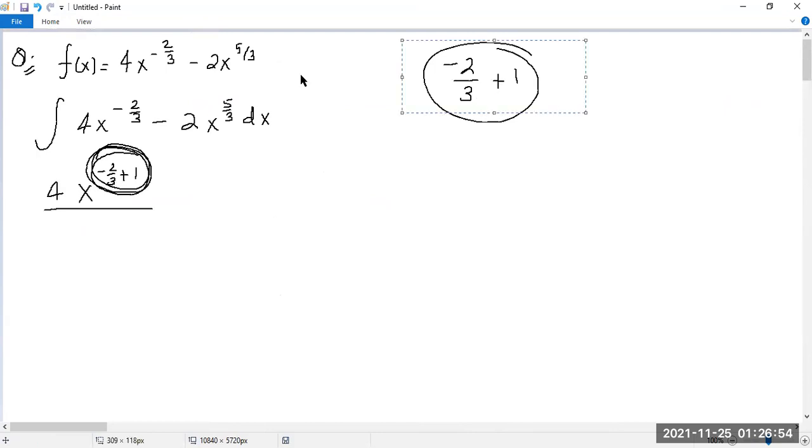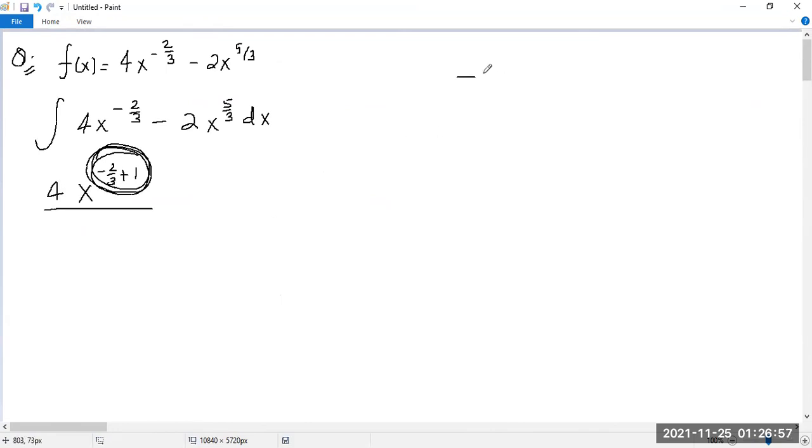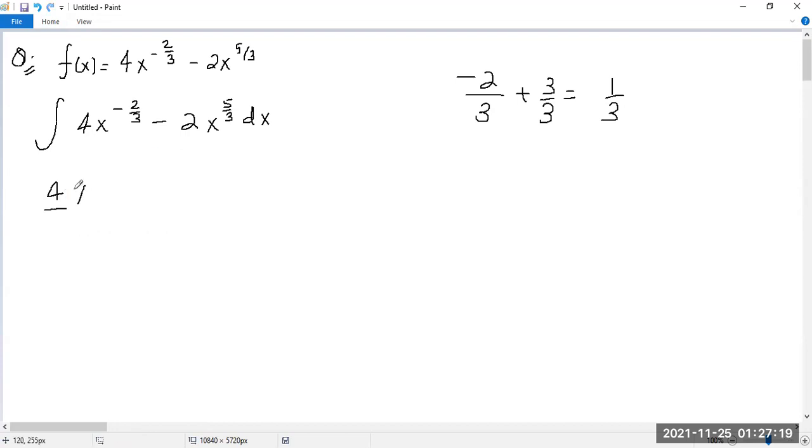And so what we would do in this case is, if we were doing -2/3 plus 1, instead of saying plus 1, we would just say plus 3/3, which is 1/3. And essentially this would be our answer, right? So if we were to do x to the -2/3 plus 3/3, and we're essentially dividing by whatever this is. So we know that it's 1/3, right? So we'll divide by 1/3.